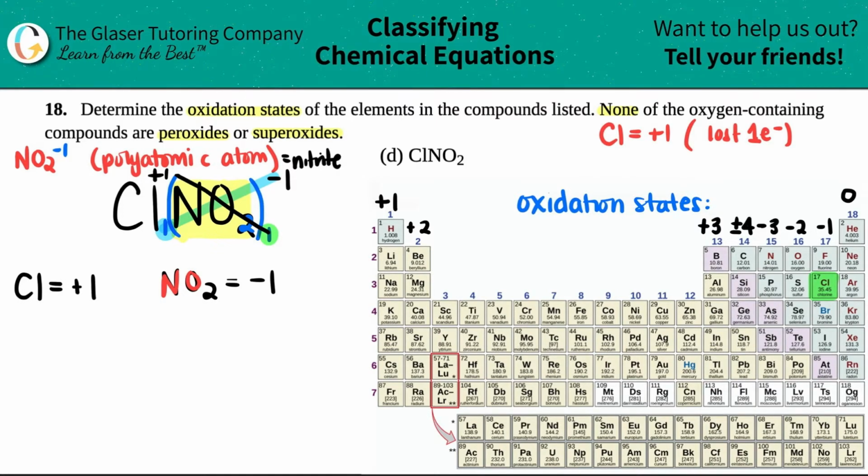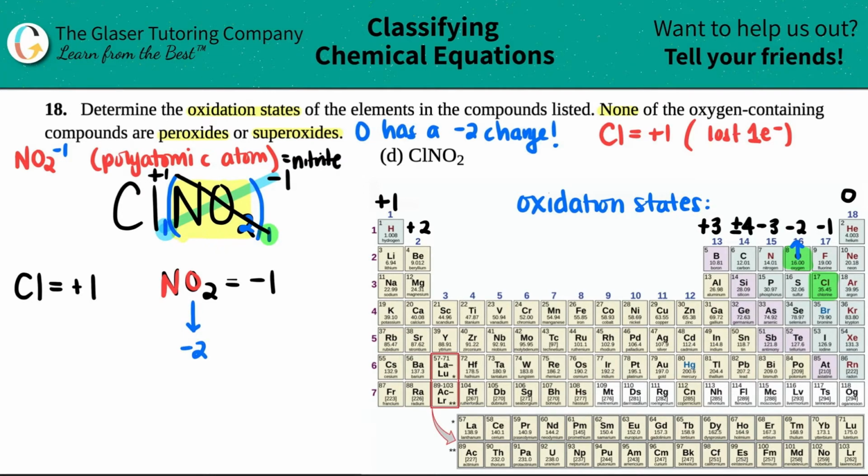Okay. So now we have to just single out N and O, nitrogen and oxygen, from the nitrite. Now they gave us a little tip here. They said none of the oxygen-containing compounds are peroxides or superoxides. So that means that oxygen has to abide by the rules. Oxygen has a -2 charge. Only when the oxygens are in peroxides or superoxides does it not have that -2. All other times, it will abide by the rules of the trend, right? So I know that this oxygen has to be a -2 charge.